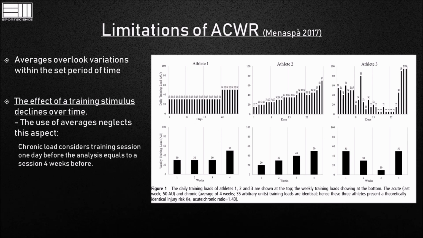A different limitation of the ACWR is its use of averages, as averages overlook variations within the set periods of time. As you can see on the graph, the ACWR values are the same for these 3 athletes, meaning they all have the same injury risk. But if you dive into the details and look at the variations of their training load, you would be able to see that they are very different. So, in other words, use of averages neglects that the effect of a training stimulus declines over time, meaning that chronic load considers a training session 1 day before the analysis equal to a session 4 weeks before.